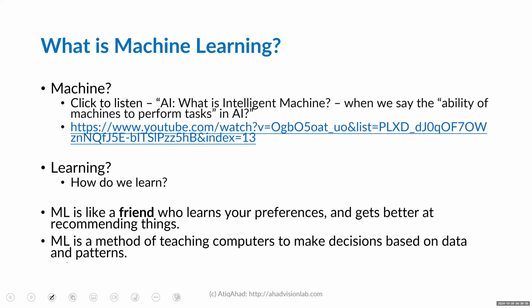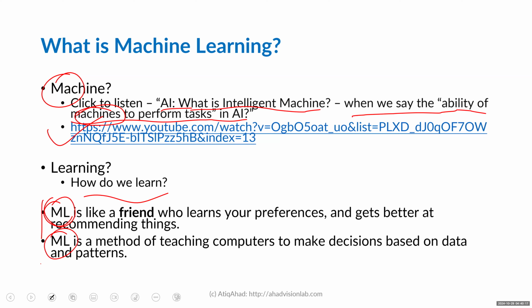All right. So what is a machine? As I mentioned in the previous lecture, what is an intelligent machine? We say it is the ability of machines to perform tasks in AI. So what do we mean by machines? And learning, how do we learn? Machine learning is, in a very raw sentence, just like a friend who learns your preferences and gets better at recommending things. You can say it is teaching computers to make decisions based on data and patterns. This machine learning example looks like supervised machine learning, isn't it? As most machine learning concepts are based on supervised learning, in many cases we compare it like this.